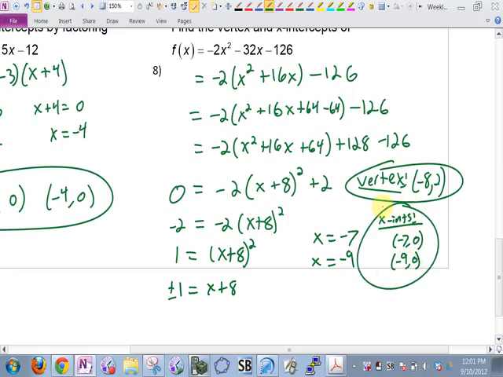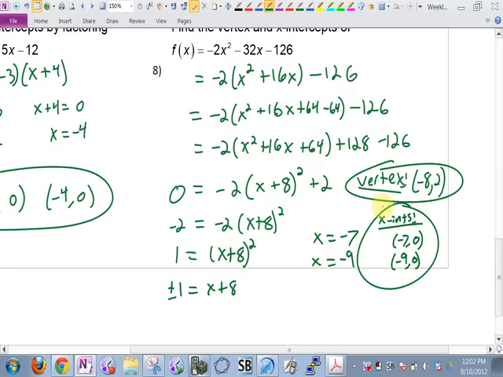Okay, any questions? Yes, sir. Would an easier way to do this be set the equation, negative 2x squared minus 32x minus 126 equals 0, divide by negative 2? Yeah, you get the numbers smaller. So you would be doing it the opposite direction I did.